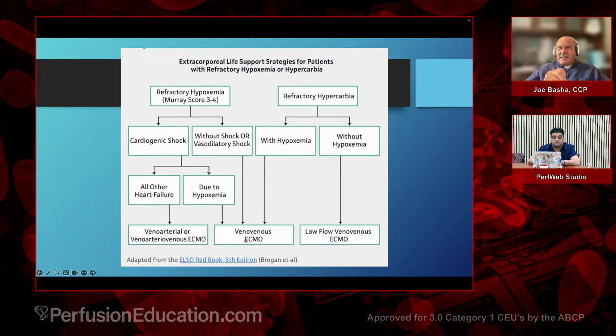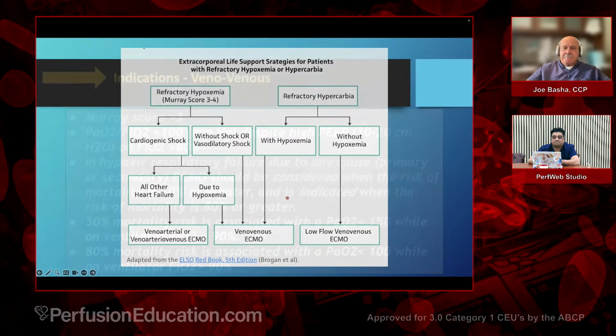Now, the reaction is usually we need VA ECMO. Right. But if you do VA ECMO, the heart is going to recover quickly, and you're going to end up going, oh, hell, our lungs aren't working, and now we have Harlequin, so we have to do VAV. Right. If you know the cardiogenic shock is secondary to hypoxemia, do VV ECMO. I think that's the takeaway from this slide.